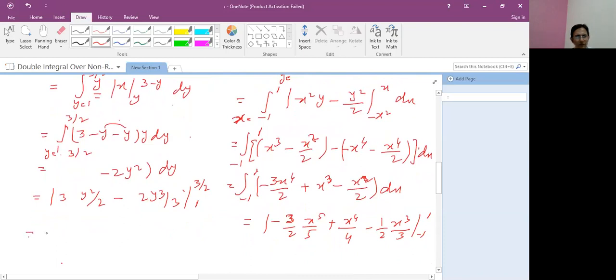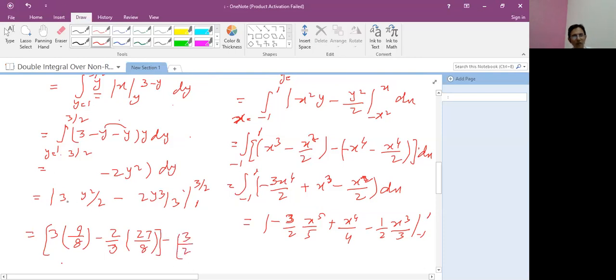So when we put here the upper and lower limits, it is 3 times (3 over 2) squared, it is 9 upon 4. 9 upon 4 multiplied by 2 means 9 upon 8. Minus 2 upon 3 y cubed means the cube of 3 over 2: the cube of 3 is 27, the cube of 2 is 8, so 27 upon 8. But when we put here the lower limit, it means 3 over 2.